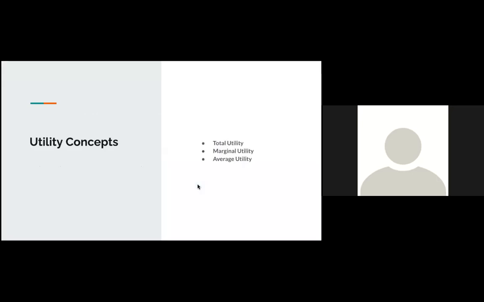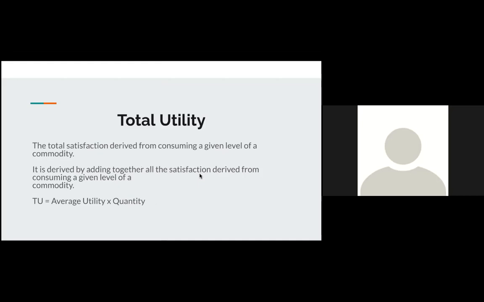So I mentioned that we're going to look at total utility, marginal utility, and average utility. Total utility is the total satisfaction derived from consuming a given level of a commodity. It's derived by adding all the satisfaction from consuming a given level of commodity. So to calculate it, we'll say total utility is essentially the average utility times the quantity of the products that you consume.